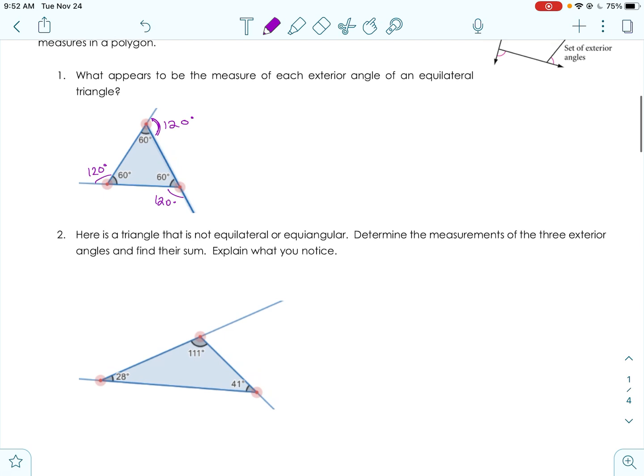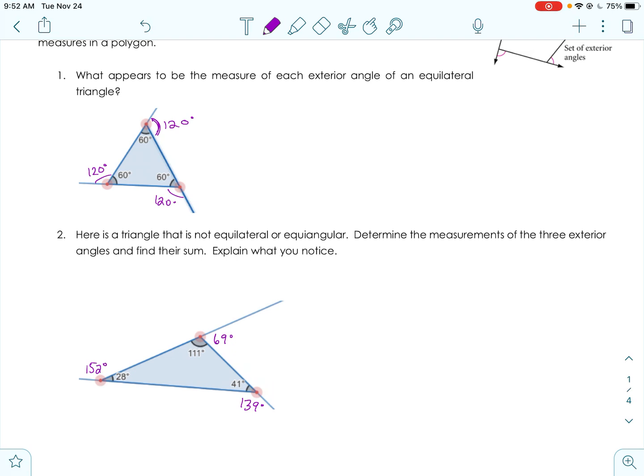Now, let's go to triangle number 2, and we're going to do the same thing. We have an interior angle that is 111 degrees. The exterior angle associated with that is 180 minus 111 because they are a linear pair, so that's 69 degrees. We have an angle that's 41 degrees, so that exterior angle would be 180 minus 41, which is 139 degrees. And the last angle is 28 degrees, so we have 180 minus 28, which is 152.